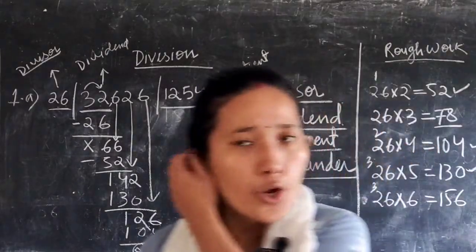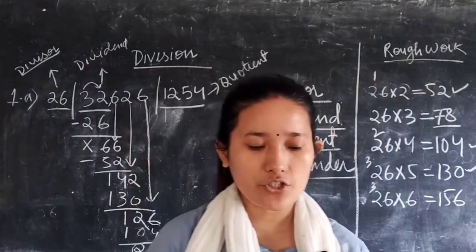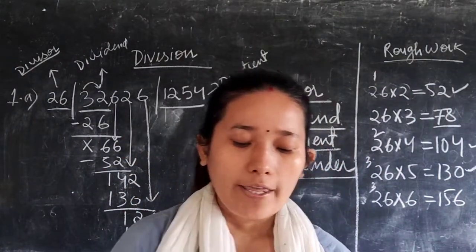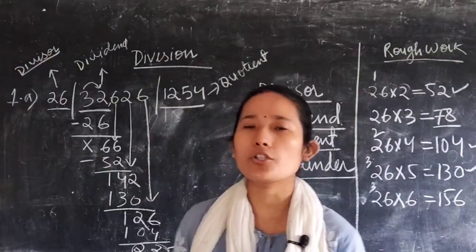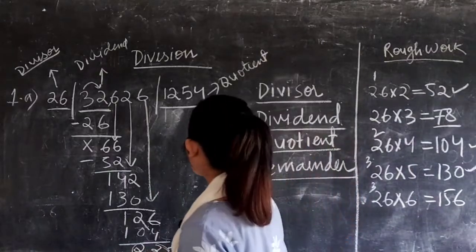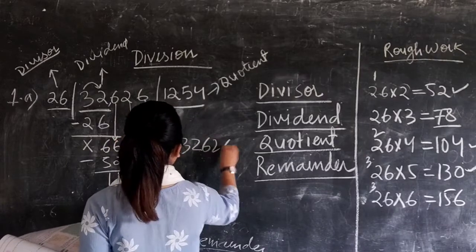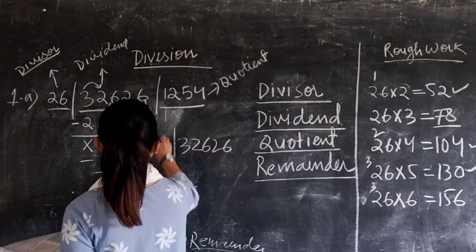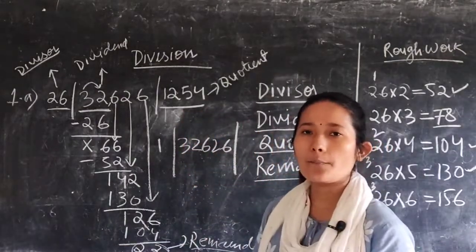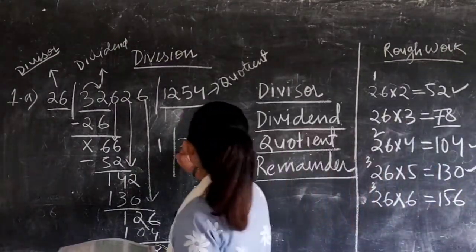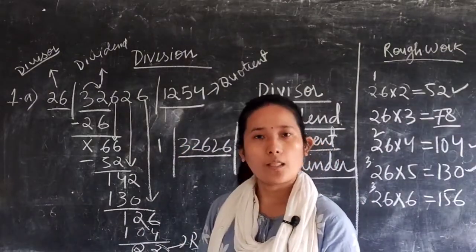Now moving on to the properties of division. Okay, now if you have any number, let that be 326, and the number is divided by 1, then the quotient is always the number itself. That means your quotient will be the number itself, that means the dividend itself.